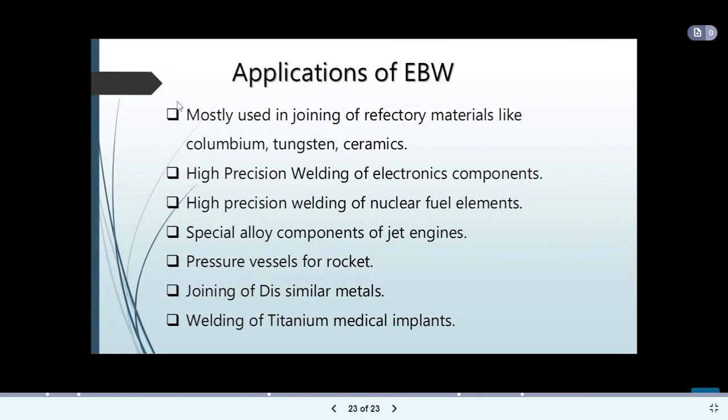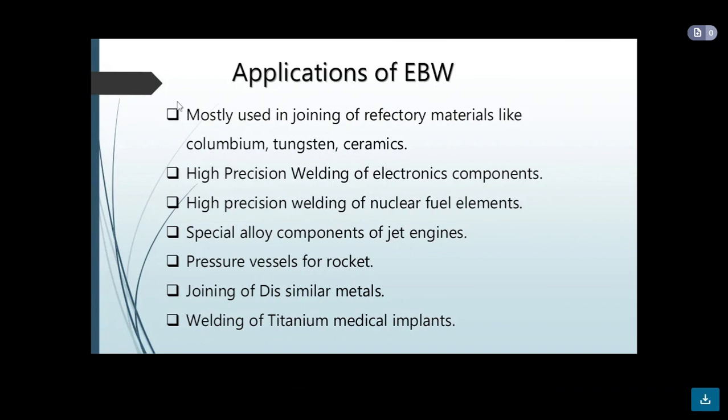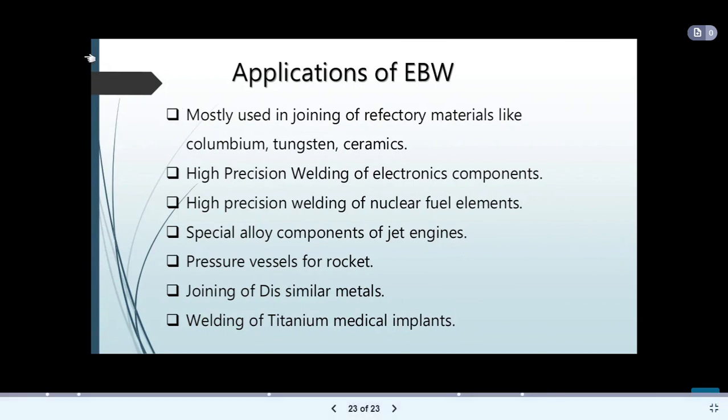So what we have discussed in today's session: what is meant by electron beam welding, how we can generate the electron, what are the different parts of the electron beam welding process, how these parts or parameters affect the welding, what are the advantages of the electron beam welding, what are the disadvantages, and what are the applications. So it is enough for today's session. We will discuss the next part in the next lecture.